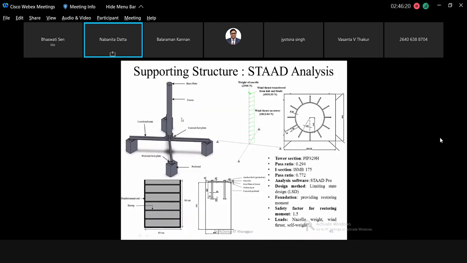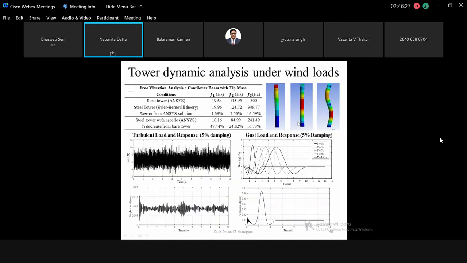The supporting structure was completely studied in the STAAD Pro software, and then this structure came up. The tower was analyzed also for dynamic loads of the wind, both for gust as well as for the turbulence that comes in. So turbulence and gust both are present, and we find that the structure does not resonate with the gust frequency, and neither with the maximum frequency in the turbulence spectrum of the wind loads.